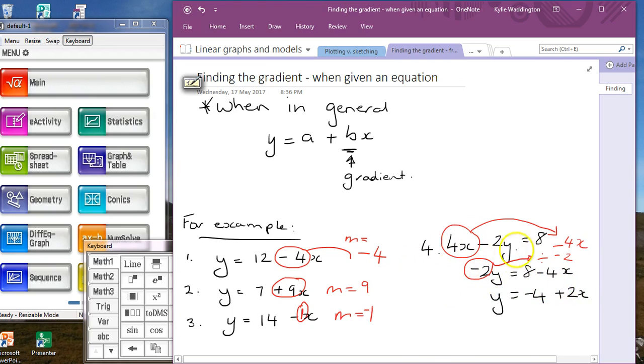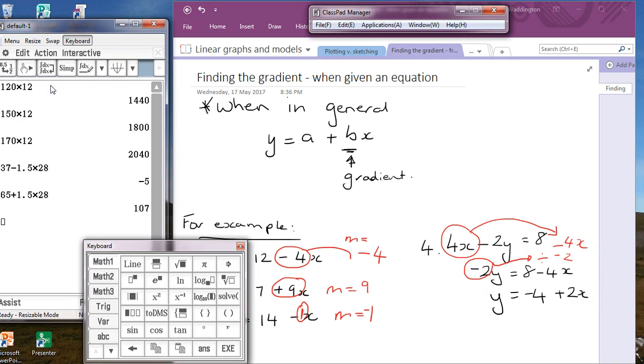Now, I know a lot of people struggle with the idea of rearranging equations, and certainly if you're not being asked to show your working out and you feel more comfortable using your calculator, your best option is going to be to do just that. So in order to do that, you go into your main screen. Select the solve function.